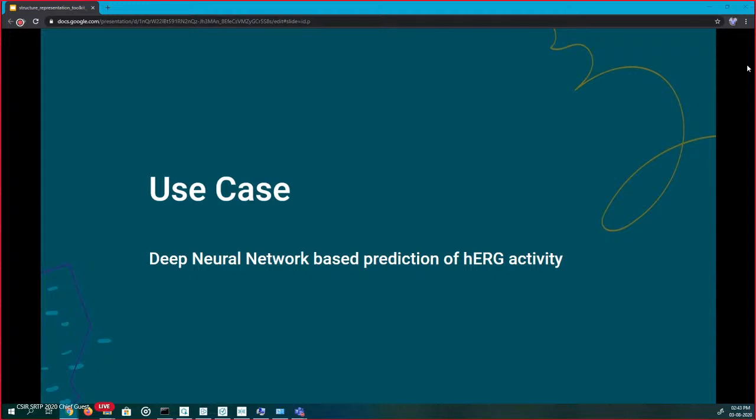Before going into the practical part of today's workshop, I will give you an example use case where these different toolkits can be used. One of the application studies we performed was deep neural network based prediction of hERG activity. You know hERG is a receptor which sometimes causes problems with drugs, and can lead to cardiotoxicity of certain drug molecules.